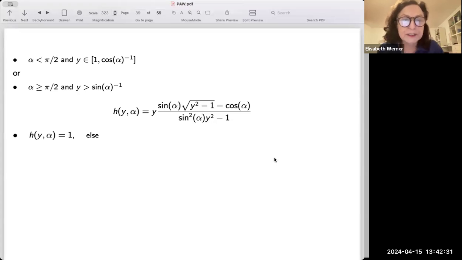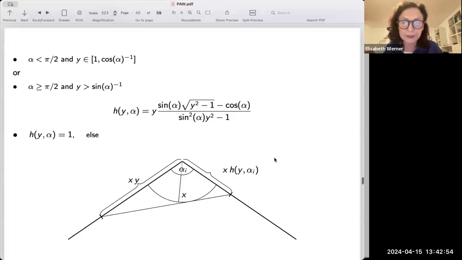Okay, that looks a bit strange. Where does it come from? Actually, it turns out that this function h of y, alpha is appearing quite naturally in the context of the question that we are asking. And it can be explained geometrically that this h of y, alpha must appear. So let me try to explain this. So what's going on? What's happening?